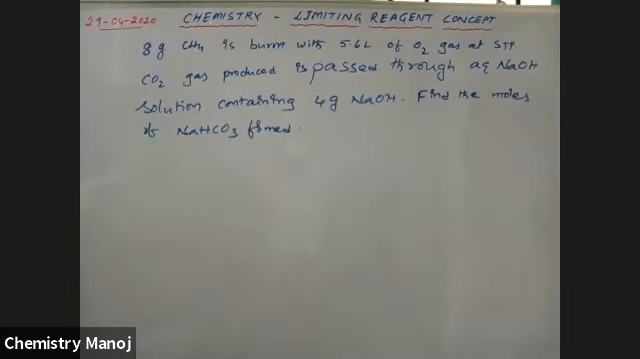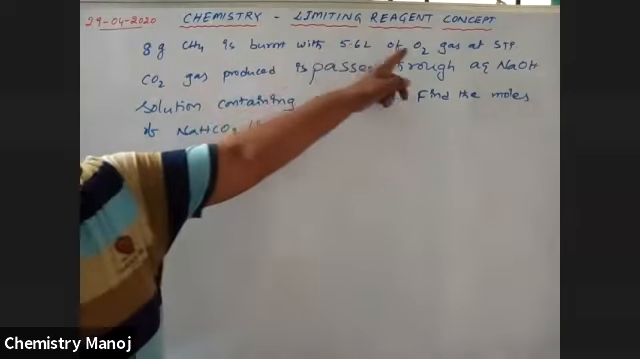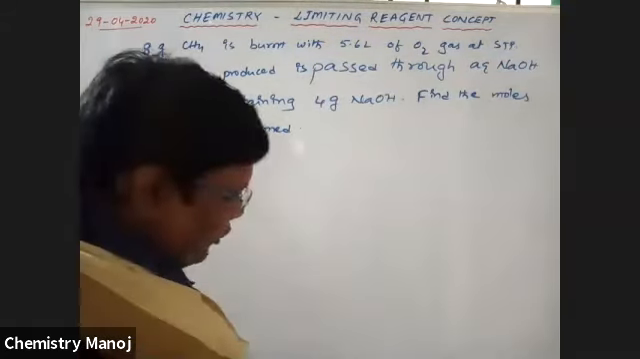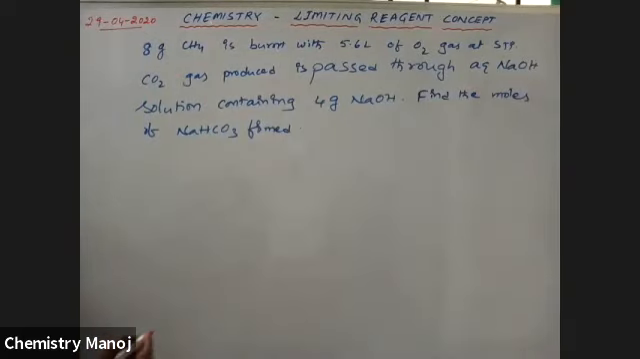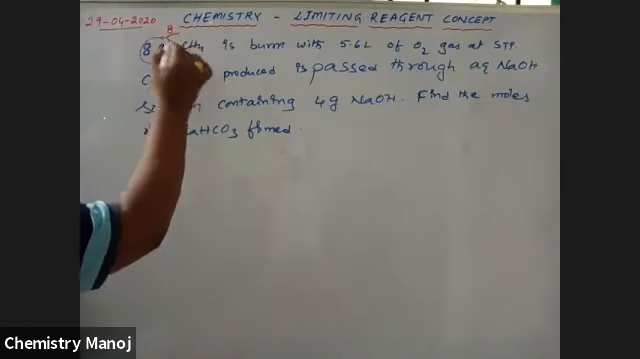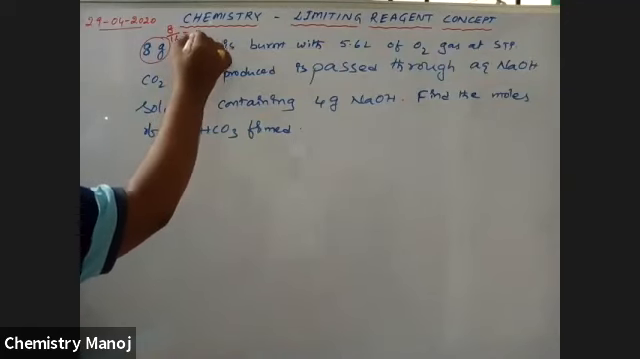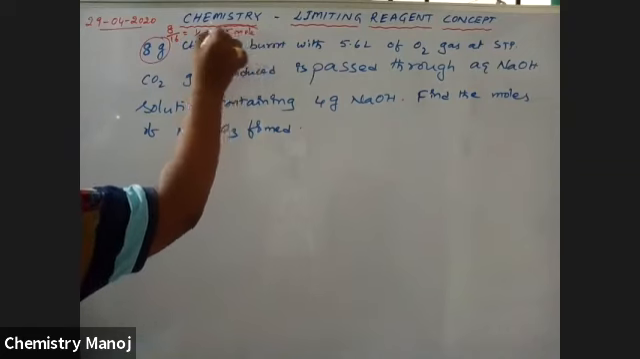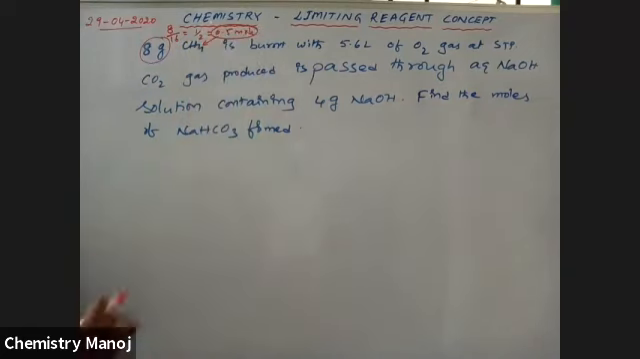See here, methane is bonded with 5.6 liters of oxygen. Now I am going to convert these weights or volumes into moles. 0.8 grams means weight by molecular weight. Molecular weight 16, that is 1/2, 0.5 mole. So 0.5 mole of methane is there.